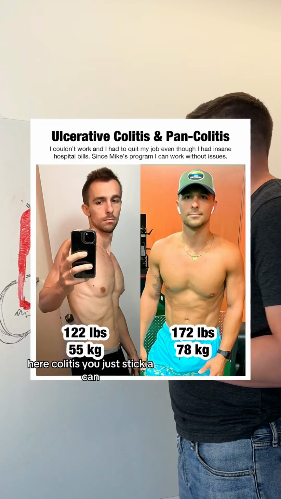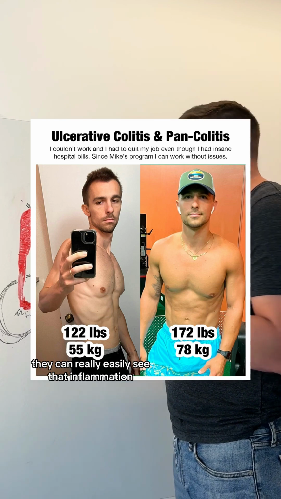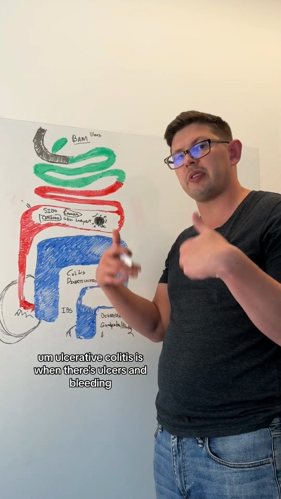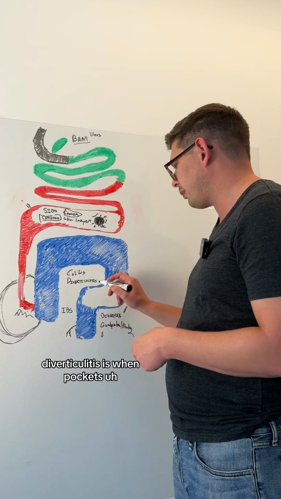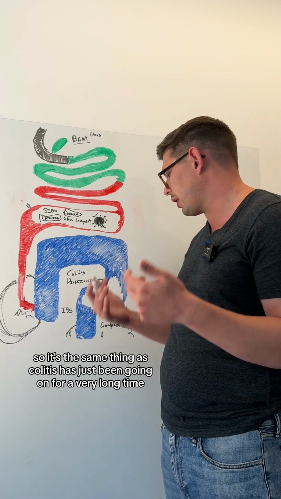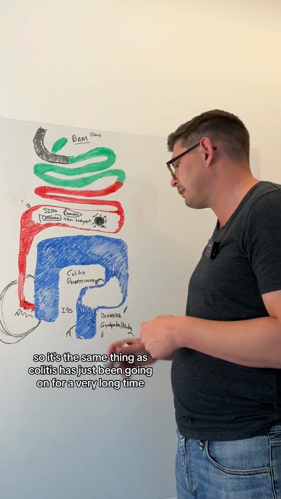Colitis, you just do a colonoscopy. They can really easily see that inflammation. Ulcerative colitis is when there's ulcers and bleeding. Diverticulitis is when pockets start to form. So it's the same thing as colitis. It's just been going on for a very long time.